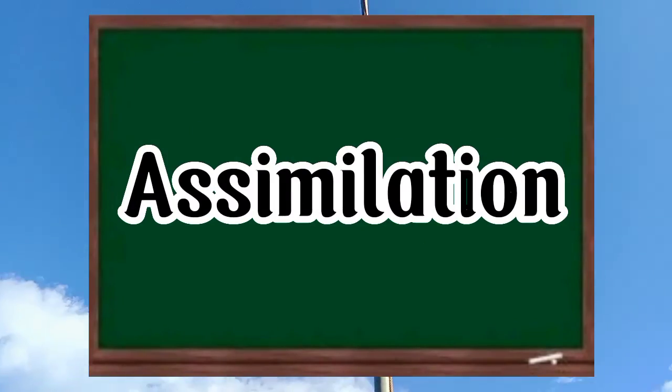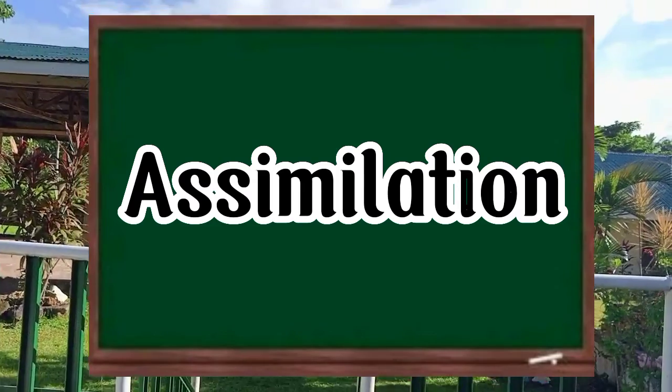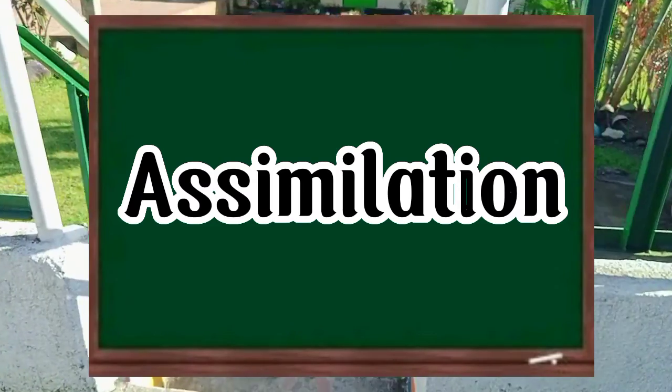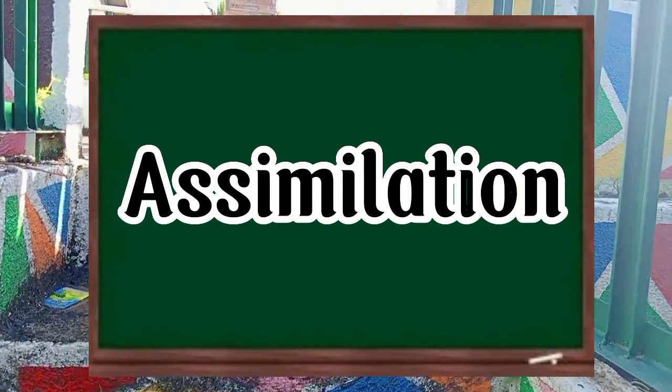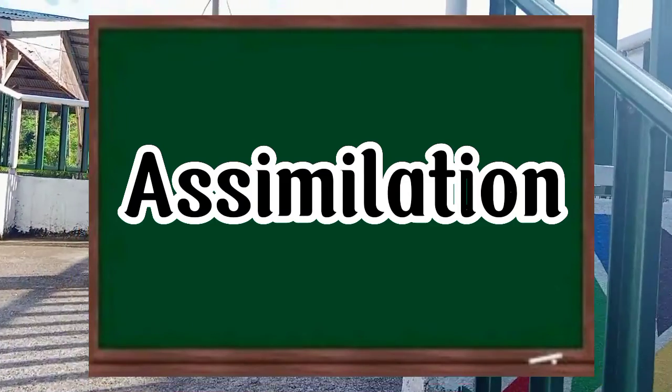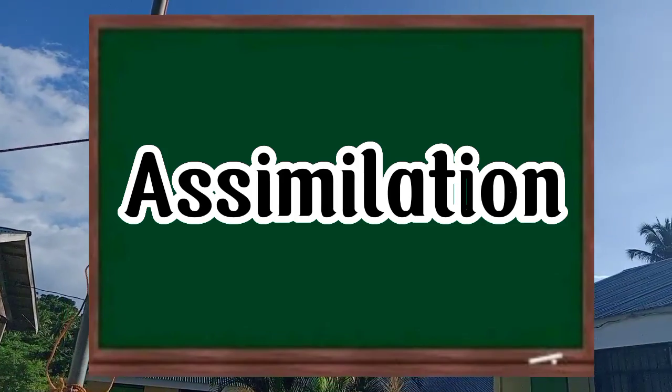Assimilation describes how children incorporate new information into existing schemas. For example, a child refers to a dog as a wolf. When they see a cat for the first time, they refer to the cat as a wolf too.